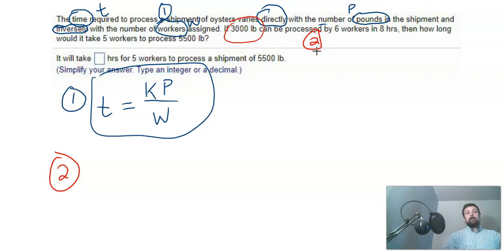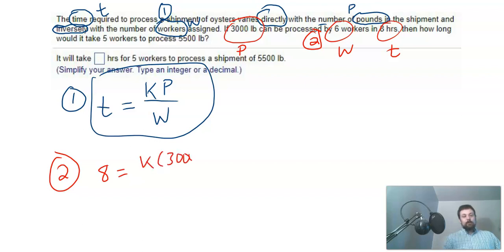If 3,000 pounds can be processed by 6 workers in 8 hours, now, you kind of have to go back to the background information to know where to plug these numbers in. Which variable do they need to be plugged into? 3,000, that's the number of pounds, so that's P, can be processed by 6 workers, that's the number of workers, that's W, in 8 hours, that's the time. All right, so plug those numbers in for those variables. We have 8 hours, we have 3,000 pounds, and we have 6 workers. Now I can solve for K.